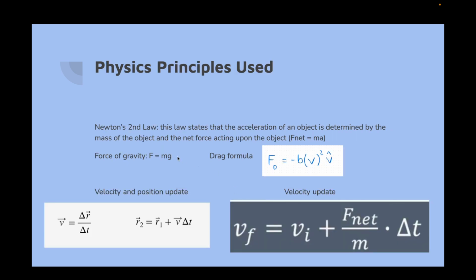So the physics principles I used were Newton's second law, which states that the acceleration of an object is determined by the mass of the object and the net force acting upon it. Formula's right here. Then I also used the force of gravity, which is F equals m times g. The drag formula, which is right here. The velocity formula, the position update formula, and the velocity update formula are all used in this lab.